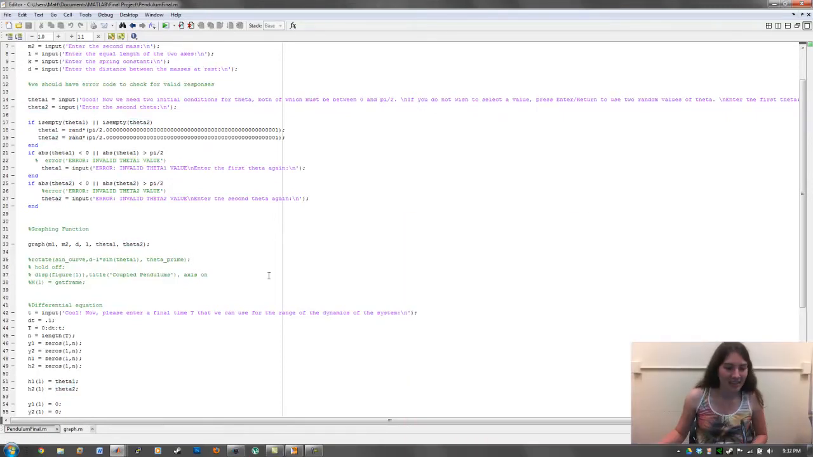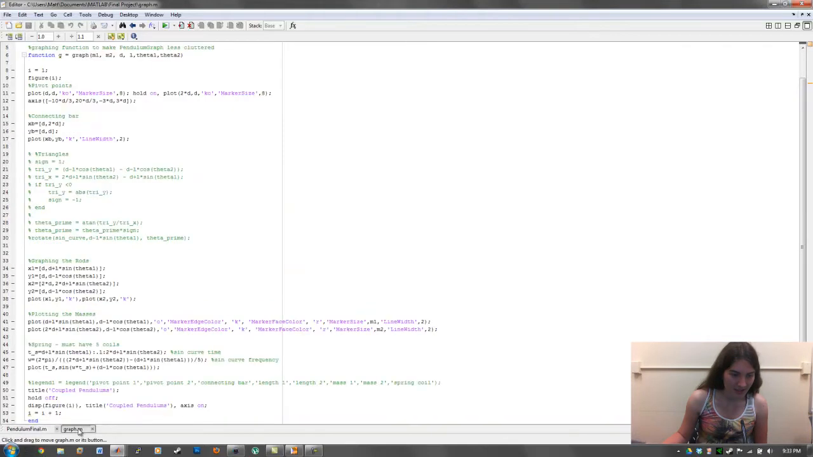Okay, so now we are going to go over to the graphing program. As you can see here, after it does the theta values, it goes to this program called graph, which has all of our inputs as inputs of the function. So let's go over to that.